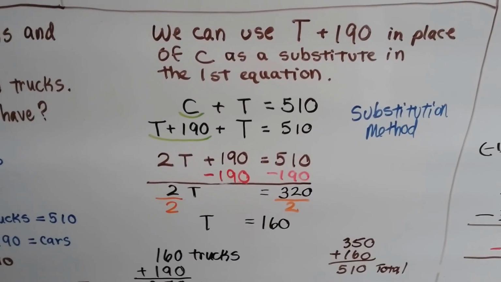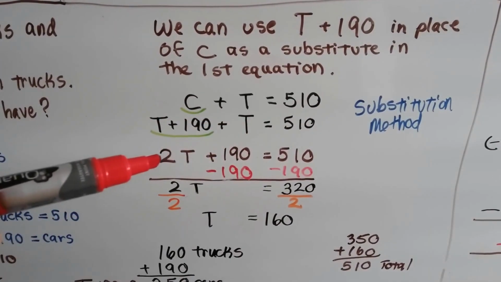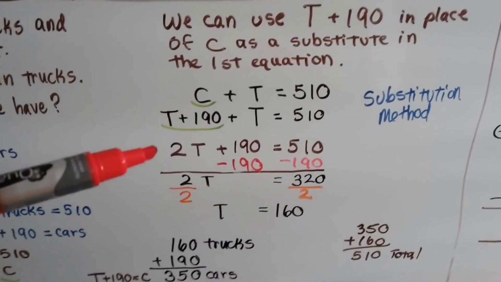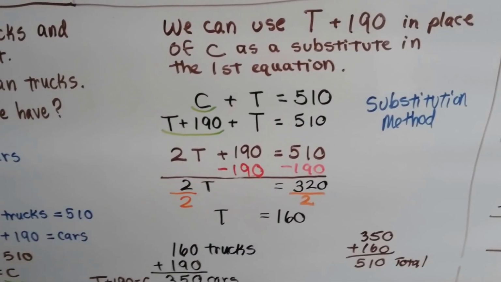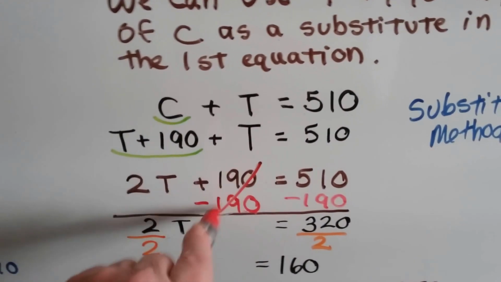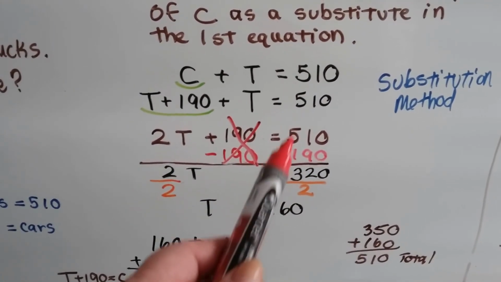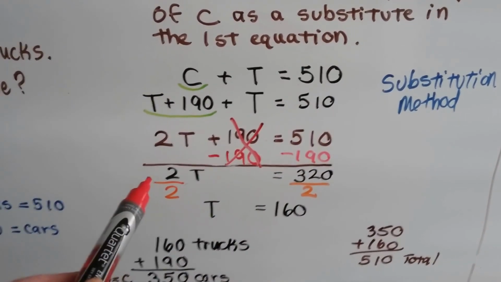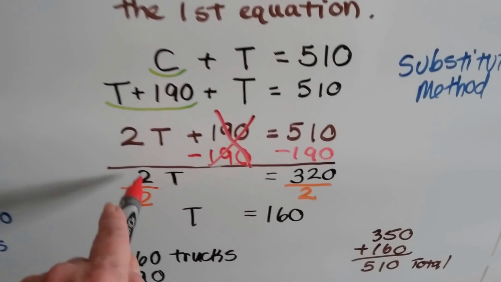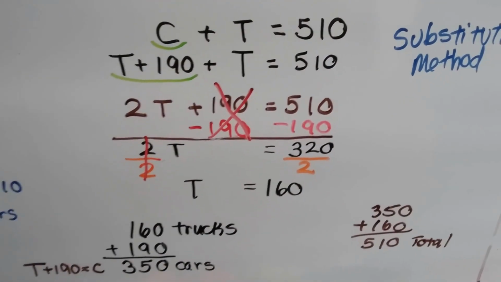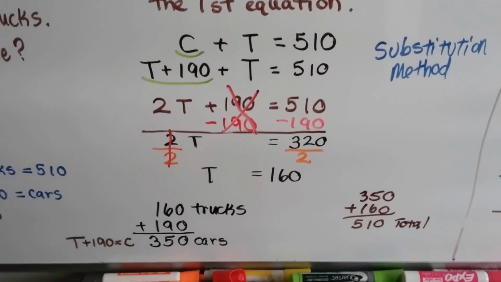All right, so this is substitution method. And we can combine these two T's as like terms. So we got 2T plus 190 equals 510. We could subtract the 190 from each side of the equation to try to isolate this T. That creates a zero pair here, doesn't it? And now we've got 2T is equal to 320 because we subtract these and got 320. Now we can divide each side by this coefficient 2 to isolate that T. And identity property, we get our buddy the invisible 1, so we have T is equal to 160. 320 divided by 2 is 160.